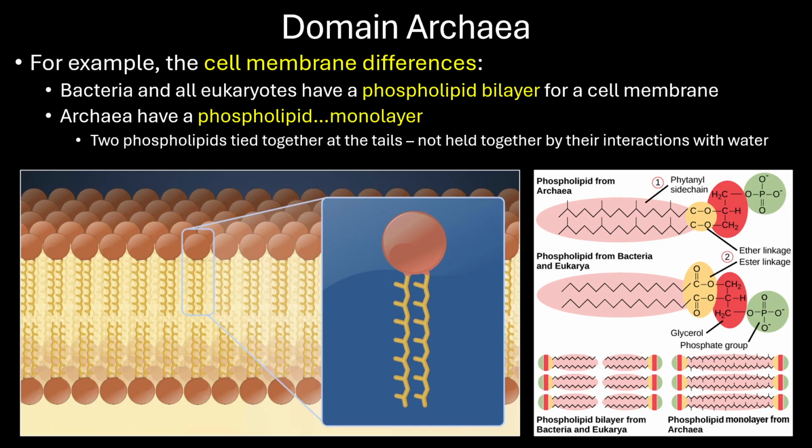But Archaea have an incredibly different cell membrane. It's actually made not of a phospholipid bilayer, but of a phospholipid monolayer, where these lipids are actually bound together. They're literally bonded at this point and held together. We can see that over here on the right-hand side. The phospholipid bilayer is very different from a phospholipid monolayer. Okay, so these differences between Archaea and bacteria are much more subtle and harder to make sense of just at a glance.